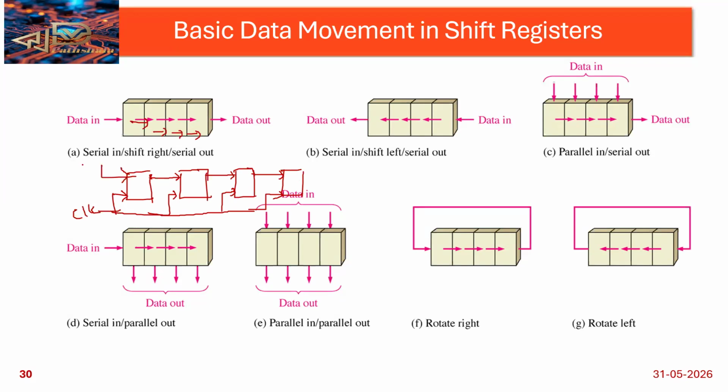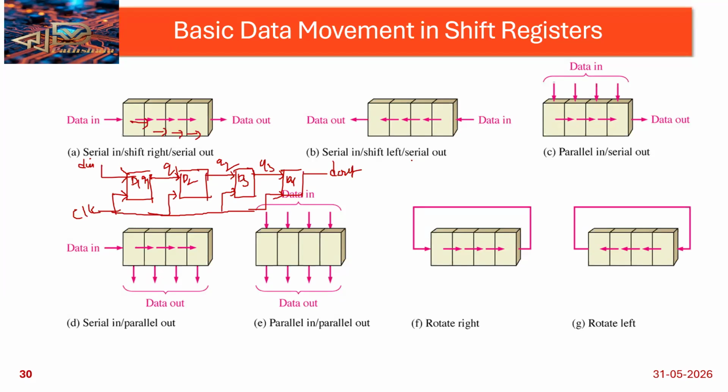Suppose this is my data in and this is the data out. Here I'm taking D1, and Q1 is the output, then D2 and Q2 is the output. What is the value of D2? Q1 is the input. D3's input is Q2, and D4's input is Q3.